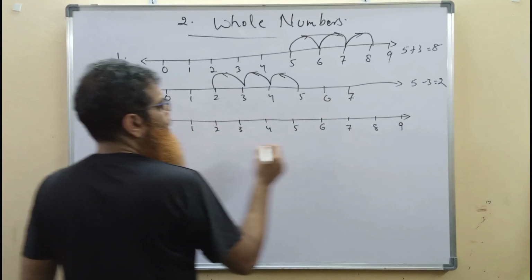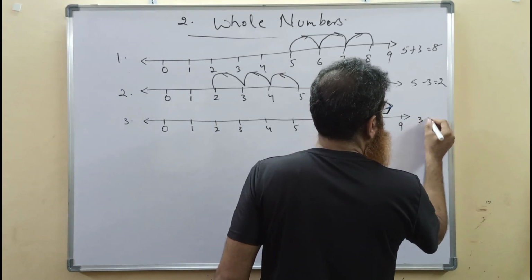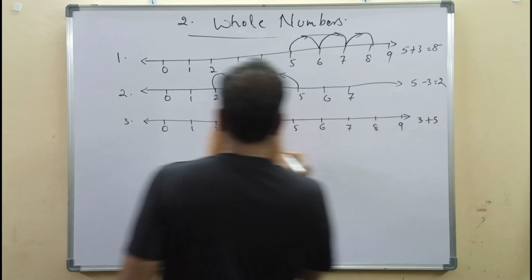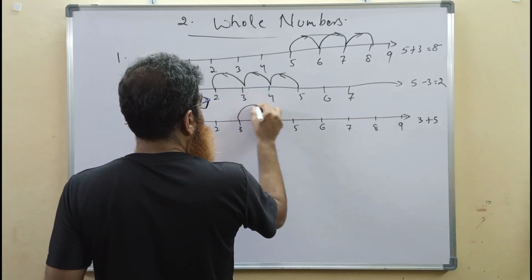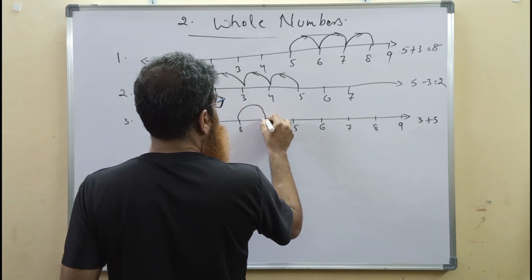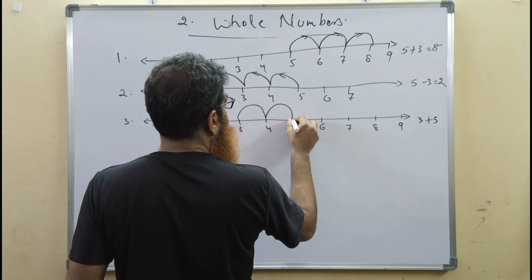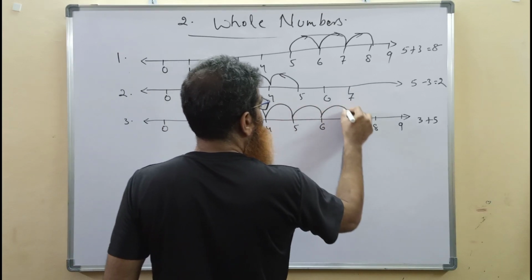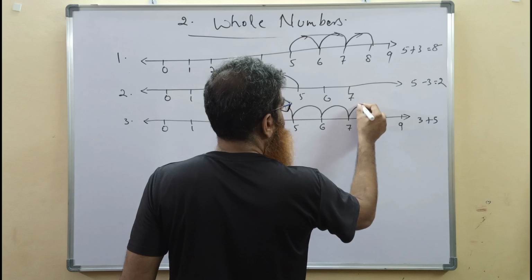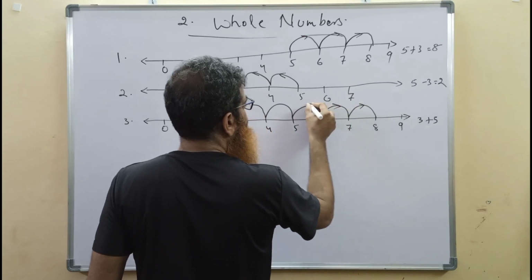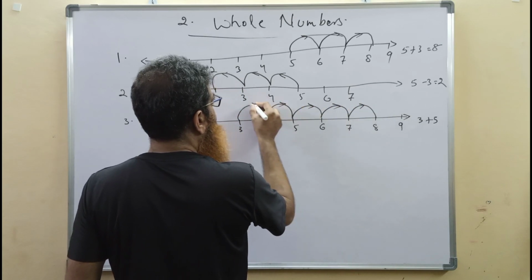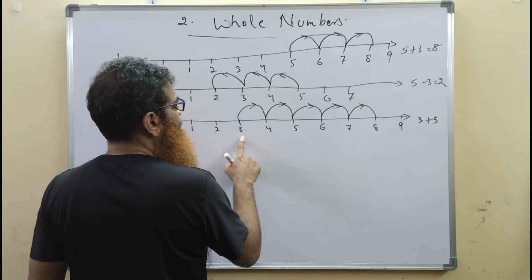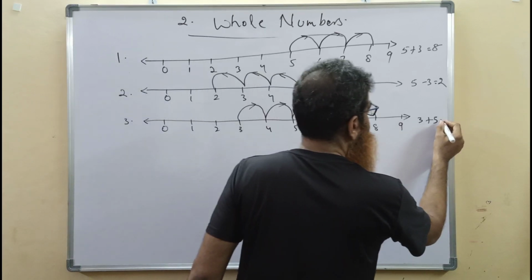We are trying to do 3 plus 5. Beginning from 3, as we are doing addition, we are jumping to the right. 1, 2, 3, 4, and 5. We have jumped 5 times and we have come to 8. 3 plus 5 is 8.